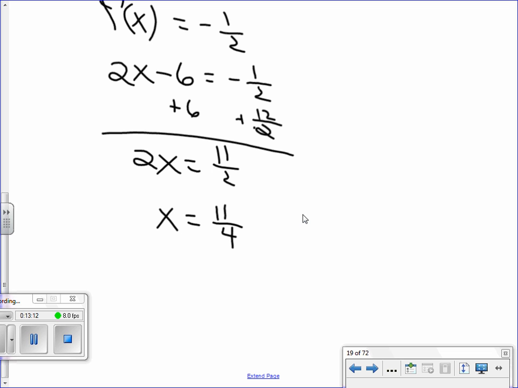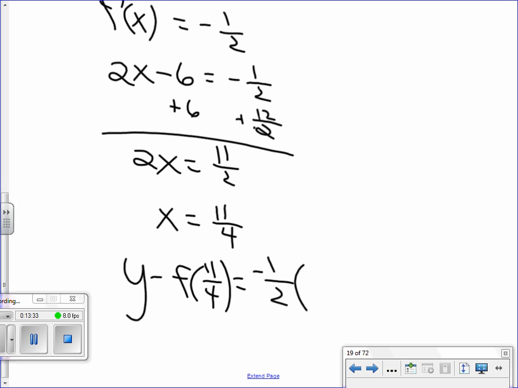Now you'd have to plug the 11/4 into the original function to get your y1. And the derivative, we already know that the derivative there is going to be negative 1/2. So the equation of your line will be y minus whatever f of 11/4 is equals negative 1/2 times x minus 11/4. I don't know what this number is off the top of my head, plugging that into the original function, but it should have it on there somewhere.